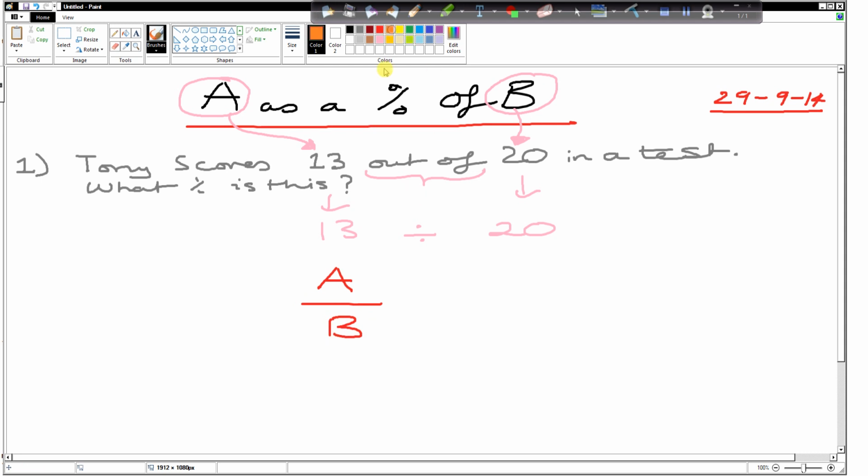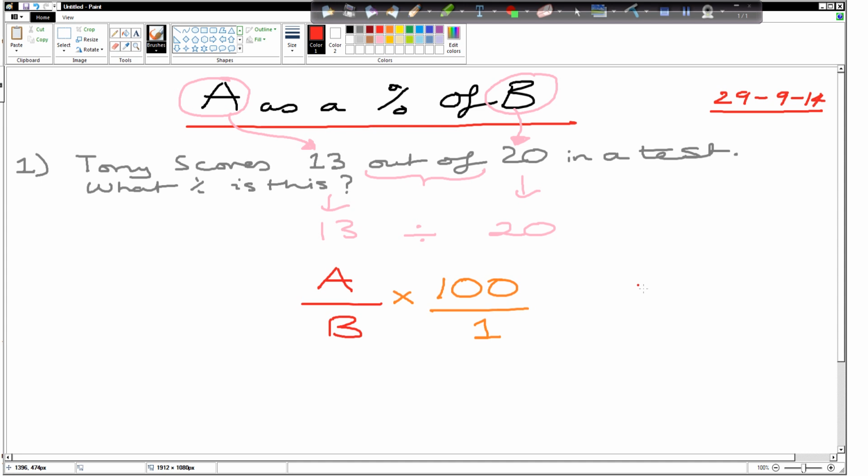Then, if you've got a fraction and you want to change it into a percentage, we multiply it by 100 over 1. It's times by 100. This is the traditional technique for changing a fraction into a percentage, or we could use the equivalent technique as well. So that's one way of doing it.